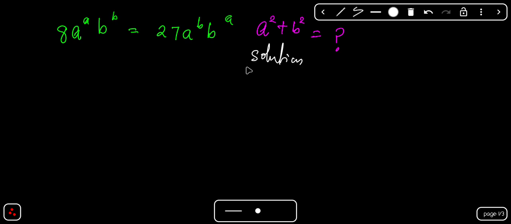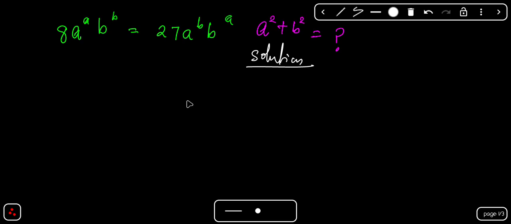So how are we going to solve this problem, to solve for a^2 + b^2? You can see that this question seems impossible, but it's possible. So we are going to solve it step by step. Alright, okay, so this is what I'm going to do.